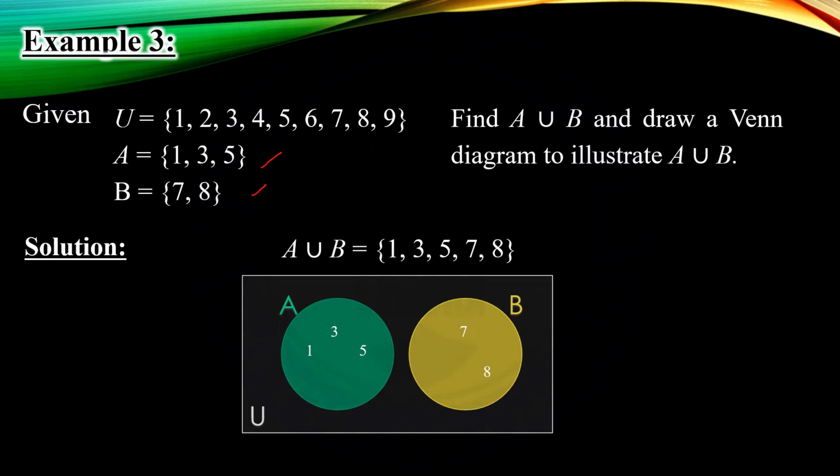We put the elements 1, 3, 5 in the first circle because these elements belong to set A. We put 7 and 8 in the second circle because these elements belong to set B. We also put the elements 2, 4, 6, and 9 outside the circles because they don't belong there, but inside the rectangle since they are also elements of the universal set.